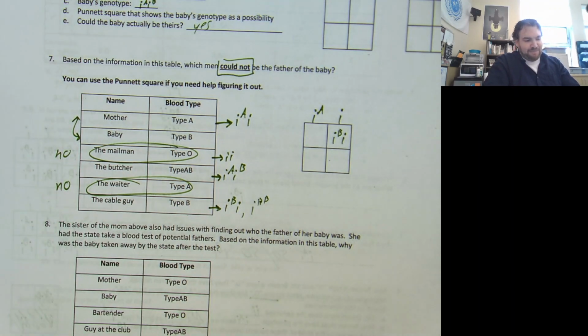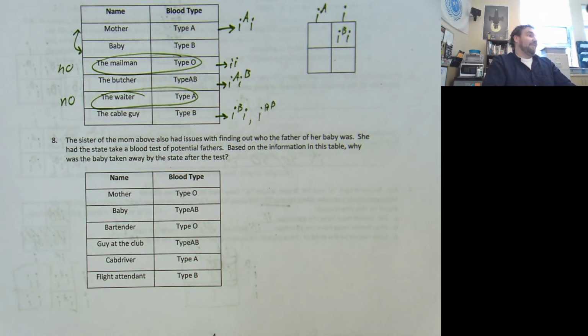We know it's not going to be the mailman or the waiter. It could be the butcher or the cable guy. We have no way of knowing.